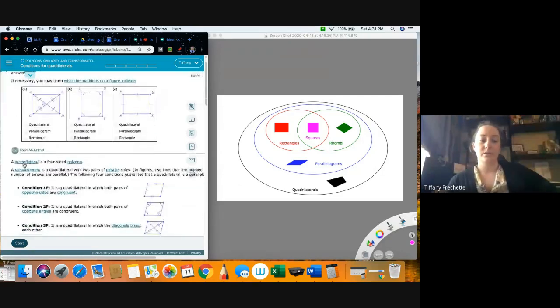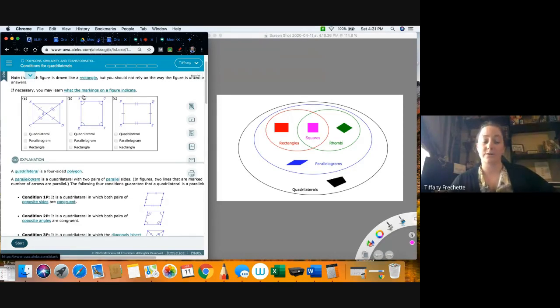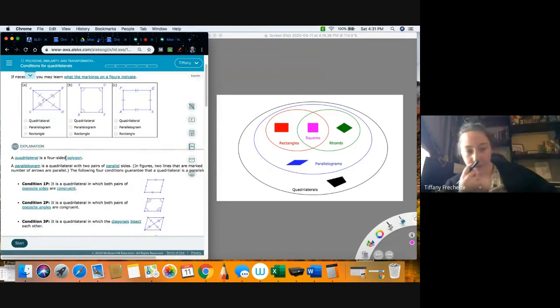So down below, a quadrilateral is a 4-sided polygon. So you should click quadrilateral pretty much on every single one, because if it's drawn like a rectangle, it has 4 sides. And that's all we need to call it a quadrilateral, is for it to have 4 sides, okay? A parallelogram is a quadrilateral with 2 pairs of parallel sides. So 2 pairs meaning left and right are parallel, top and bottom. So left and right is 1 pair, top and bottom is another pair. So if it's indicating that it has 2 pairs of parallel sides, you can say that it's a parallelogram.